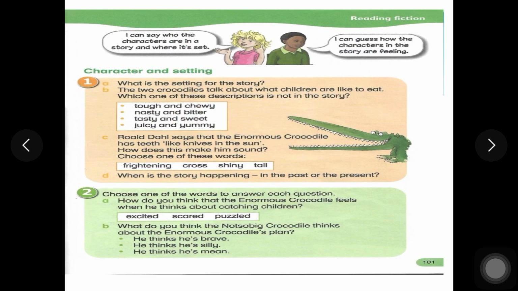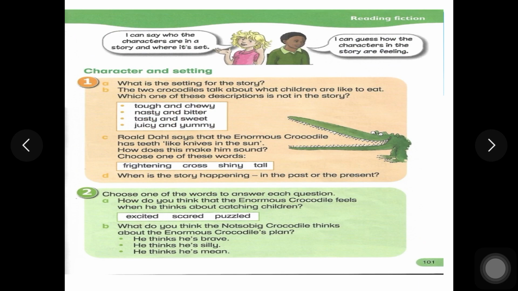and this page is talking about the character and setting and some questions related to the story. Question 1, what is the setting for the story? Can you guess? Can you say? B, the two crocodiles talk about what the children are like to eat. Which one of these descriptions is not in the story? You have tough and chewy, nasty and bitter, tasty and sweet, juicy and yummy. There is a description below that is not in the story. Can you search for it?